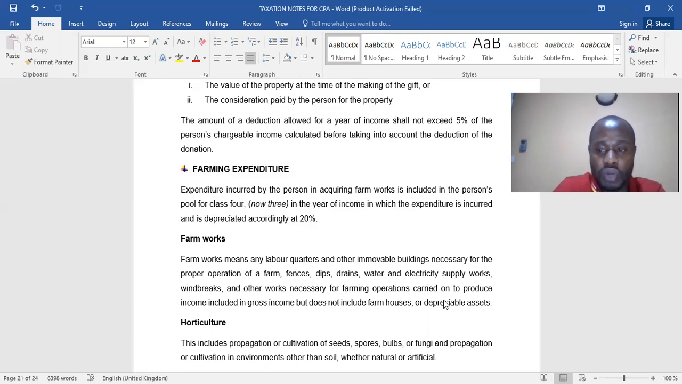Of course, right now it is class 3 in the new amendments, which is 20% still. Farm works means any labor quarters, other immovable buildings necessary for the proper operation of a farm, fences, dips, drains, water and electricity supply works, windbreaks and other works necessary for farming operations, carried on to produce income included in gross income, but does not include farmhouses or depreciable assets.